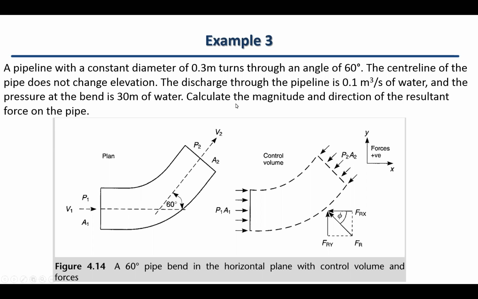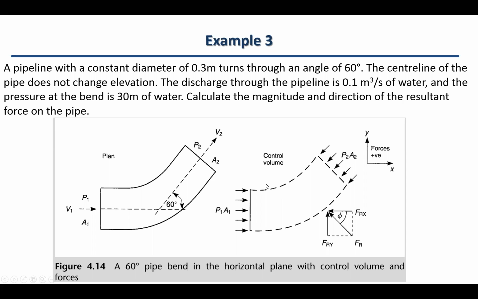The discharge through the pipeline is 0.1 cubic meters per second of water, and the pressure at the bend is 30 meters. Calculate the magnitude and the direction of the resultant. So this is the way we're going to go ahead with that one.